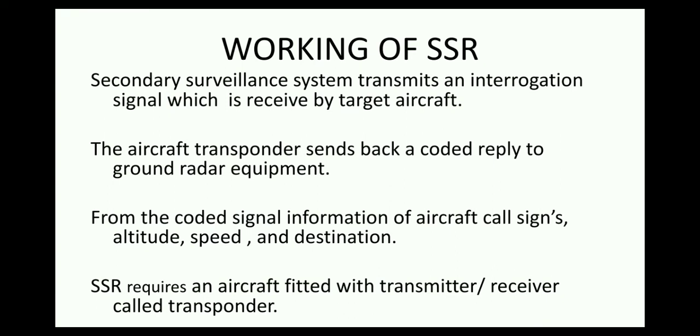Working of SSR, meaning secondary surveillance radar system: it transmits an interrogator signal which is received by the targeted aircraft. The aircraft transponder sends back a coded reply to the ground radar system, and from the coded signal, information of the aircraft, like altitude, speed, and destination, is obtained. The SSR requires an aircraft fitted with a transmitter receiver called a transponder.